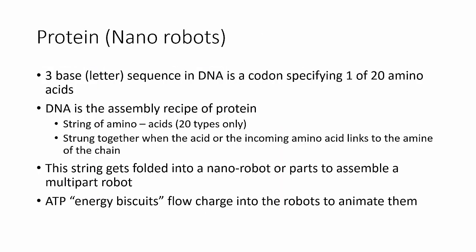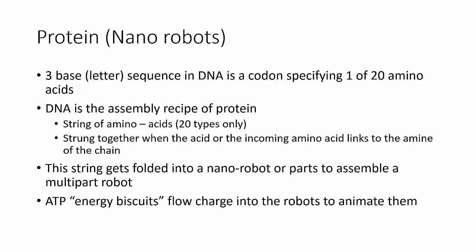Besides these nanotubes or tubules, you have the nanorobots inside your cell, and the common name for a nanorobot is a protein. It starts off with three bases or three letters of your DNA together forming a little code called a codon, and each one of these three letters specifies 1 out of 20 amino acids. So as your DNA sequence goes, it's actually a sequence of proteins.